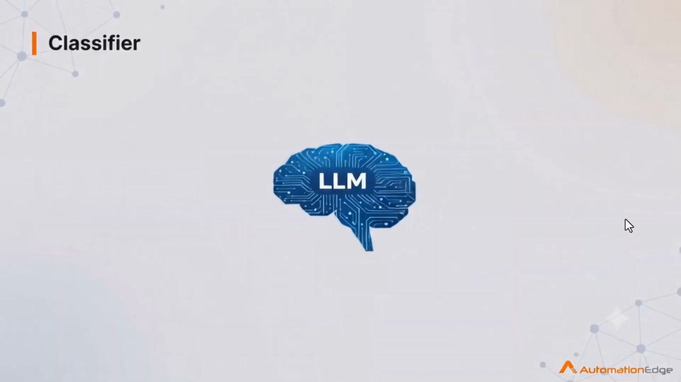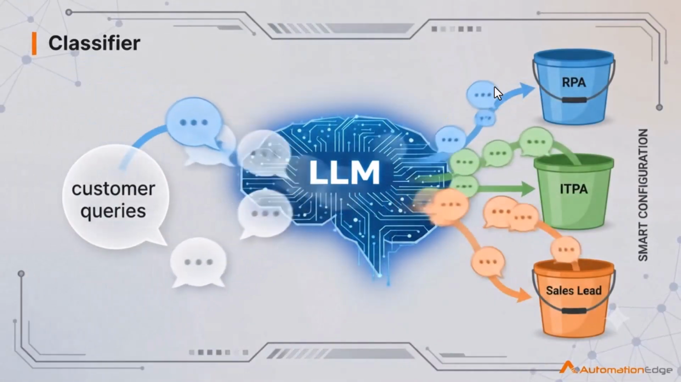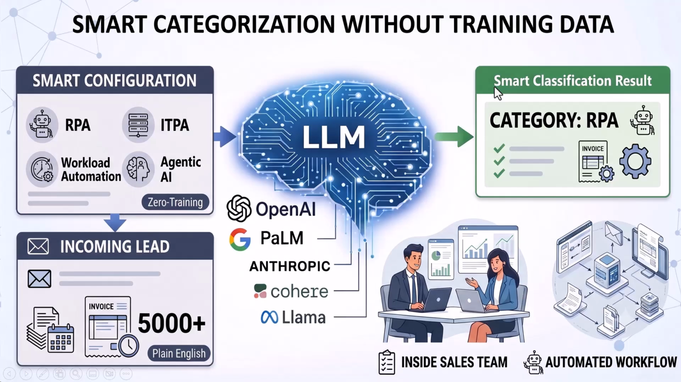Let me give you a real scenario. Let's imagine AutomationEdge's inside sales team receives 200 plus leads per day. Prospects describe their problems in plain English. They don't say, "I need RPA." They say, "We manually verify 5,000 invoices and it takes forever." Your job is to figure out, is this an RPA lead? ITPA? Workload automation? Agentic AI? That's exactly what the classifier does.